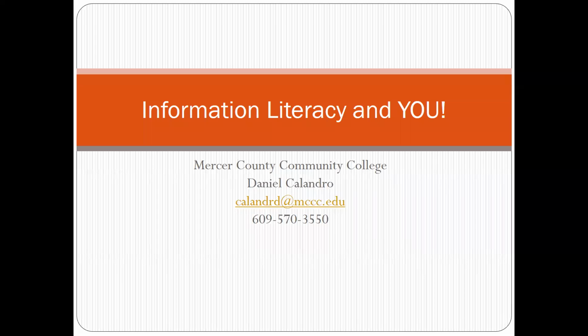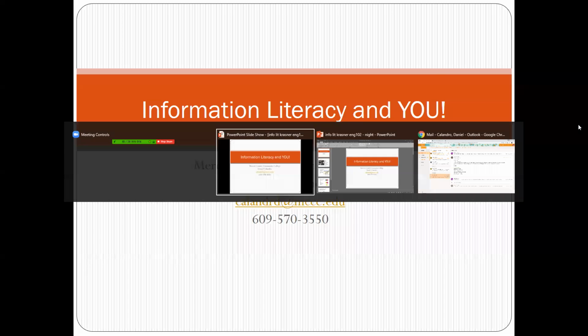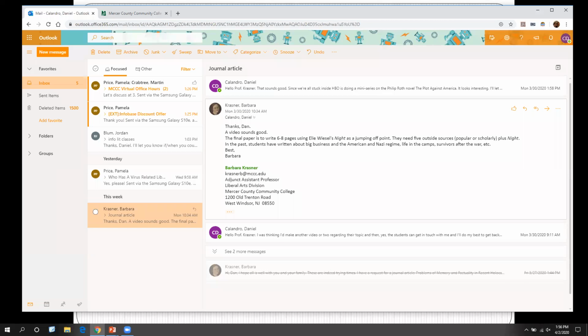Now, your professor wants you to use the novel as a sort of jumping off point. So what you can do is, as she suggests here, pick some topic that relates to the Holocaust and Night. For example, here she says students have written about big business and the American Nazi regime, lives in camps, survivors, etc. So there's a lot of options that you have for this. It is up to you. And Wiesel's novel is kind of the place to get you started.